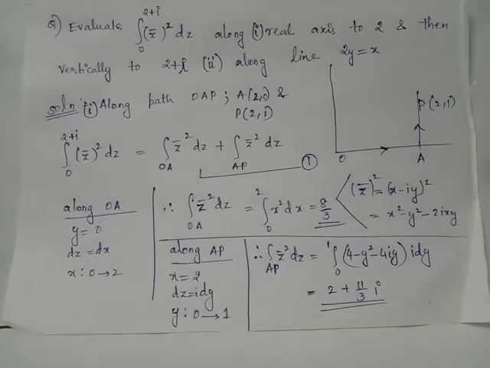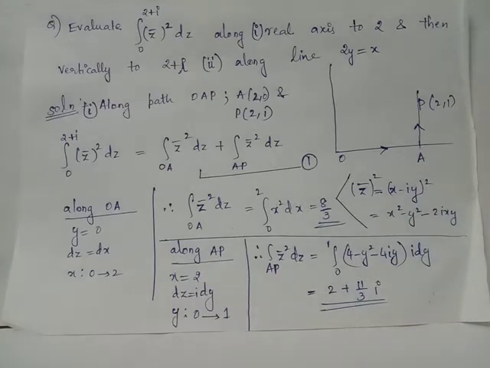Now along AP, when we try to evaluate the integral over AP of z bar square dz, we have x equals 2 in this expression. So this expression becomes 2 square minus y square minus 2i into 2y, which can be rewritten in this format. Now in place of dz, we write i dy, and after the usual integration and application of upper and lower limits, we obtain the final answer as 2 plus 11 by 3 i.